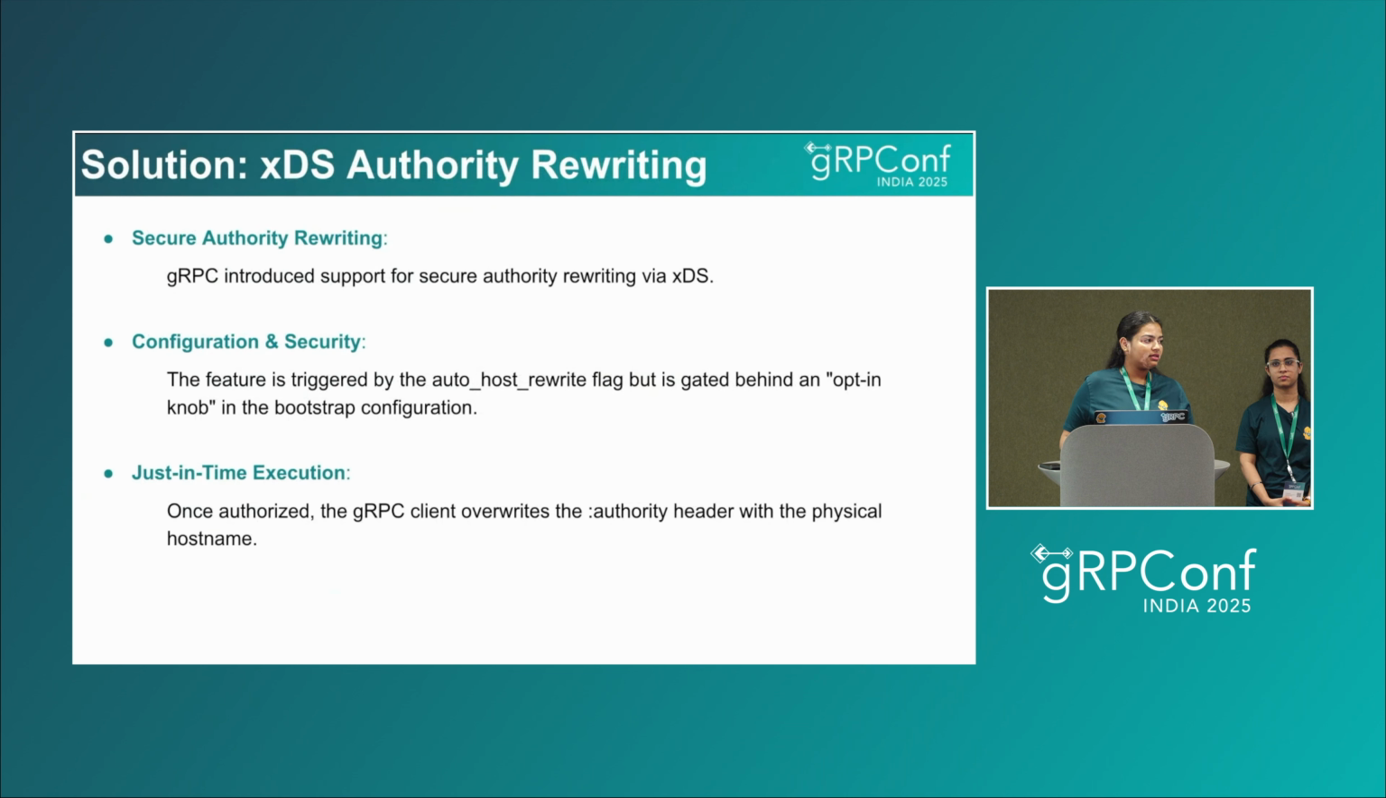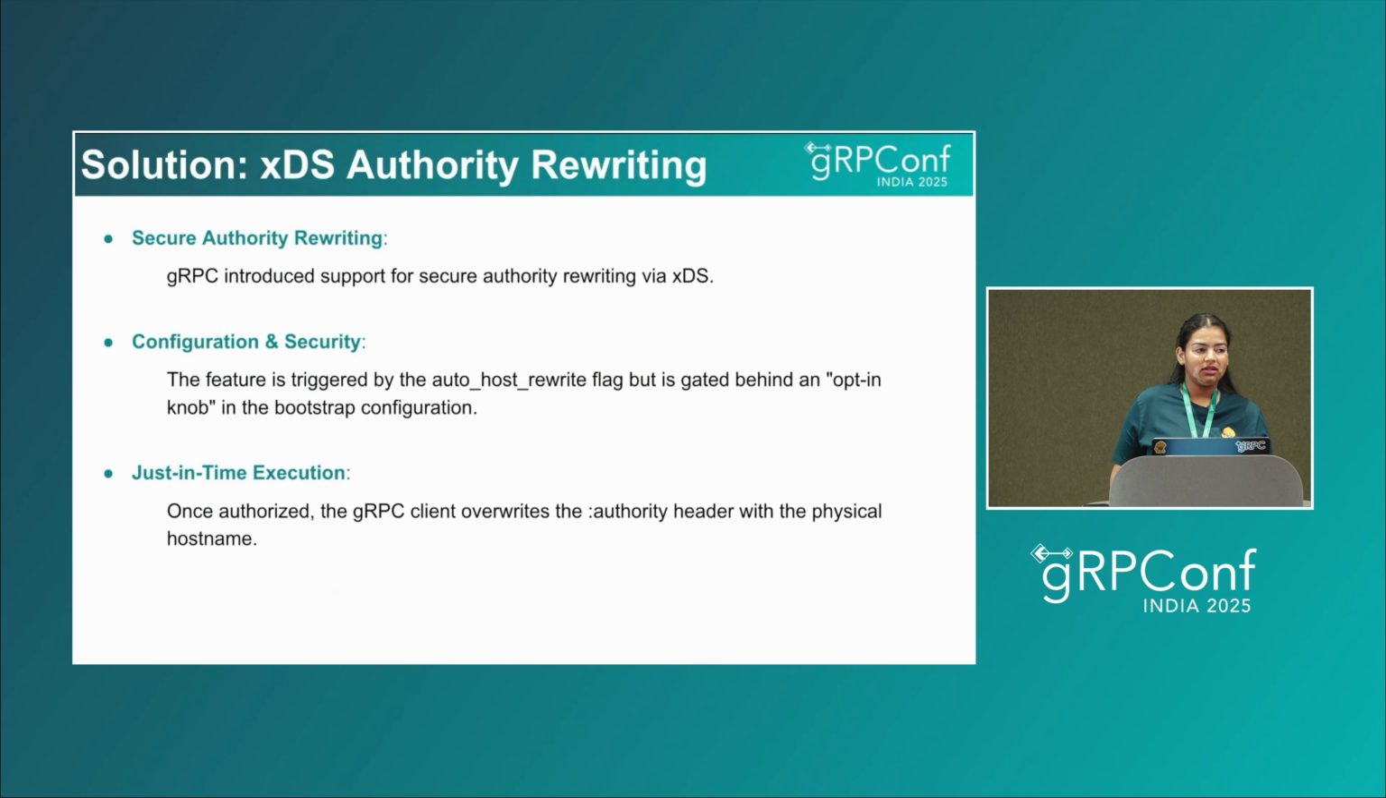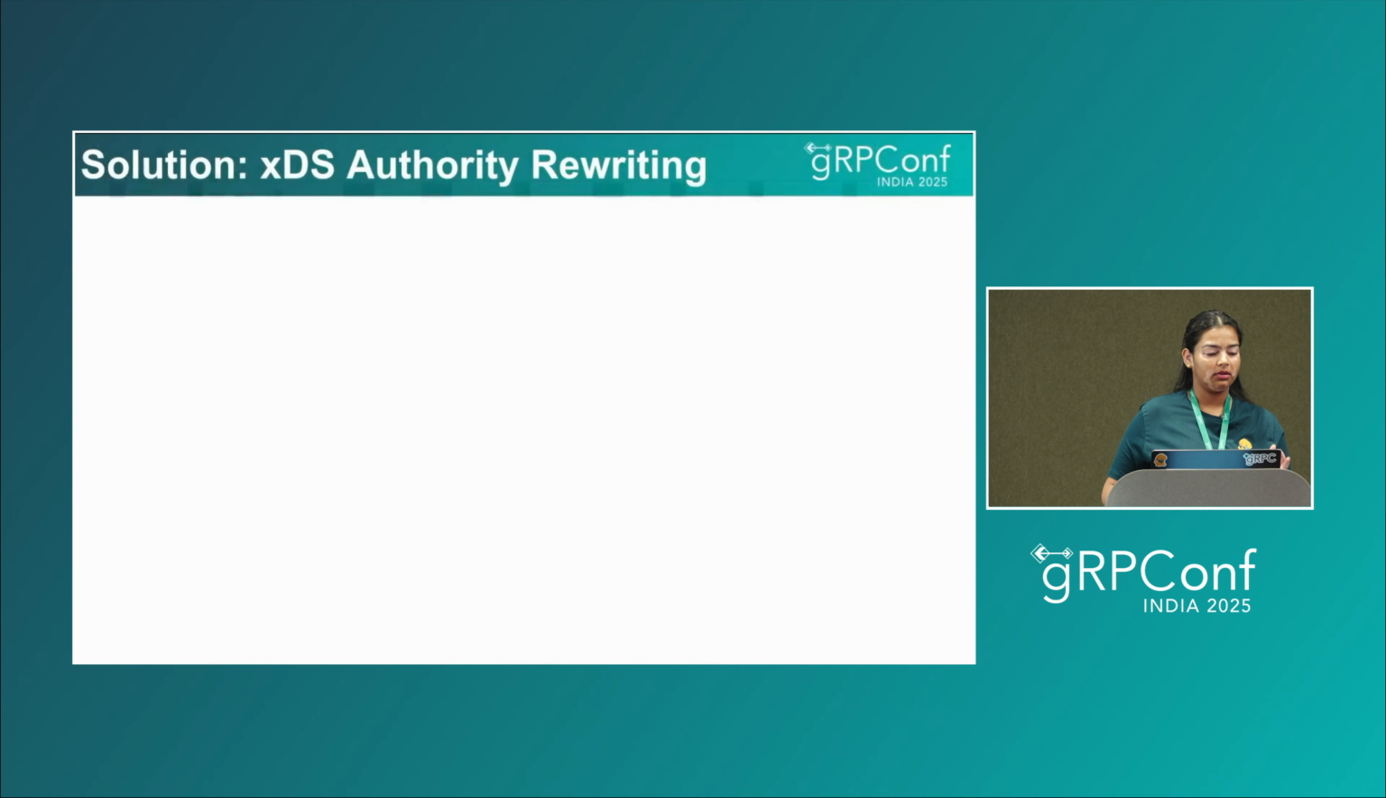The solution to this is secure authority overwriting. The XDS control plane now instructs the client to include the logical authority header with the correct physical Cloud Run hostname. This rewrite happens just before the request leaves the client and is strictly gated by an opt-in security flag in the bootstrap configuration.